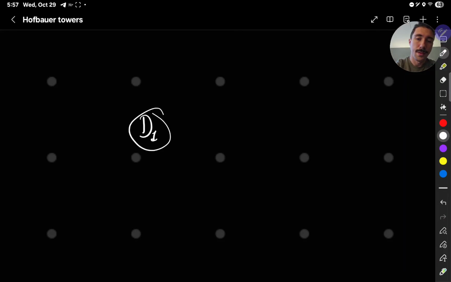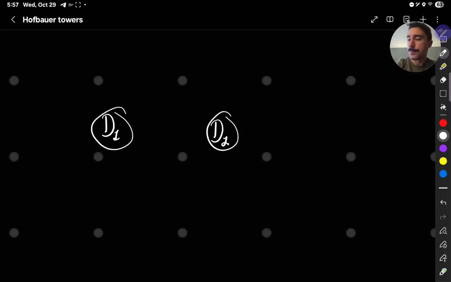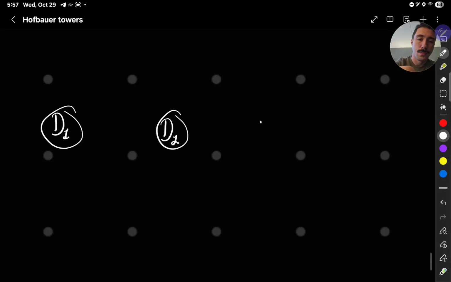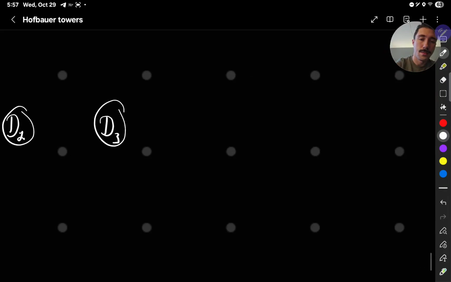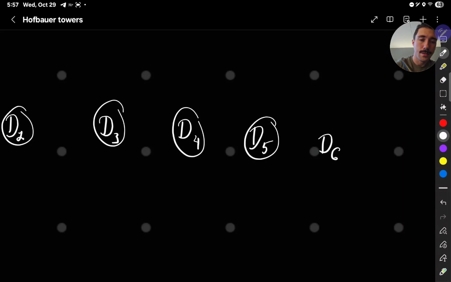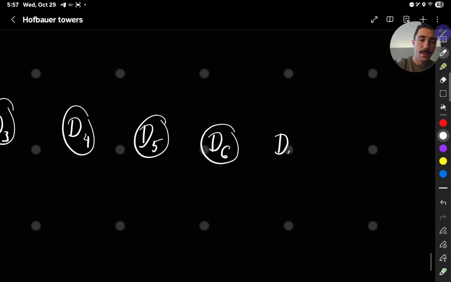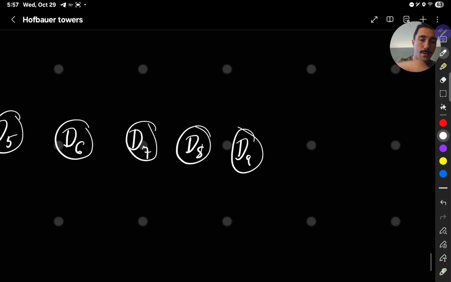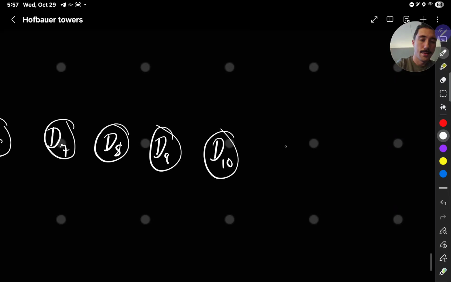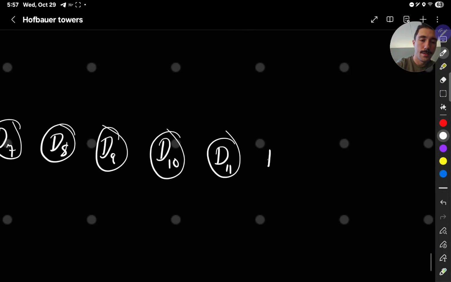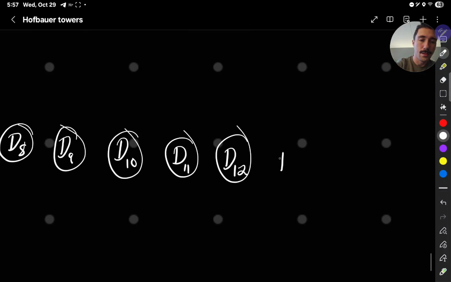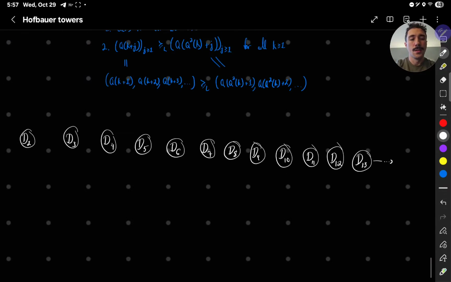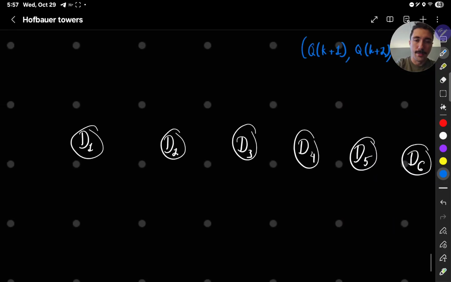You have D1, D2, D3, D4, D5, D6, D7, D8, D9, D10, D11, D12, and we stopped at D13, but it keeps going up. And you have ascension at every level.